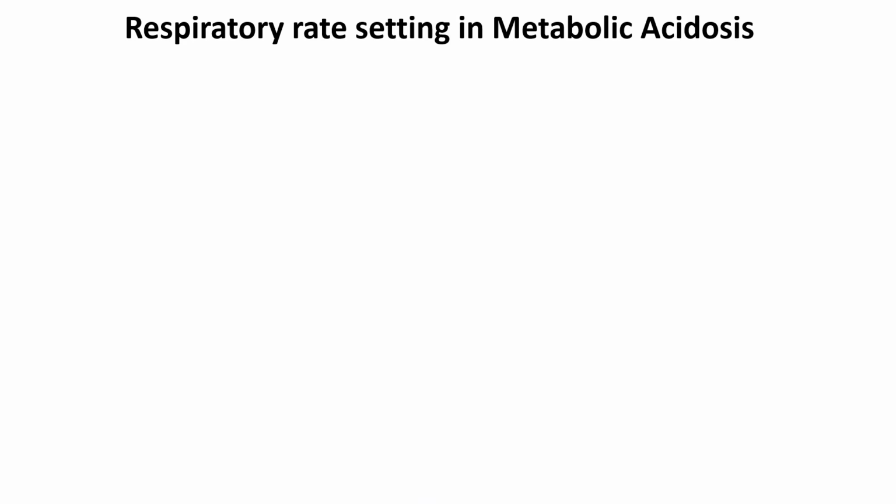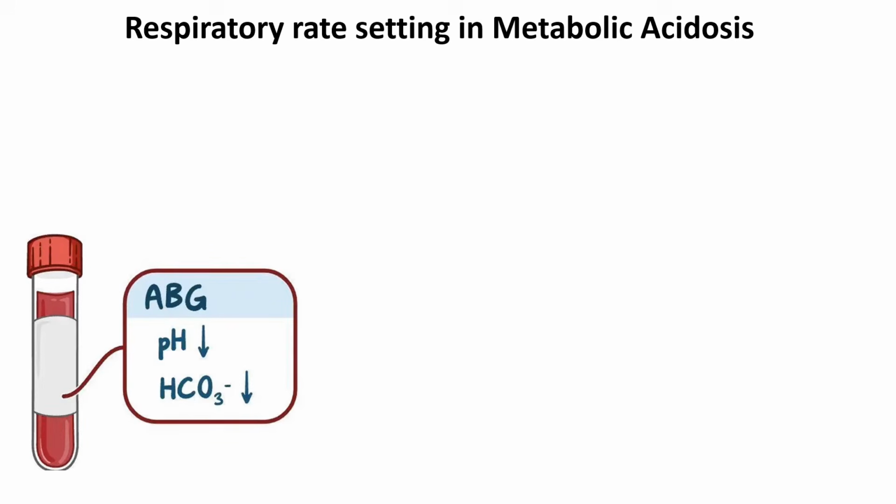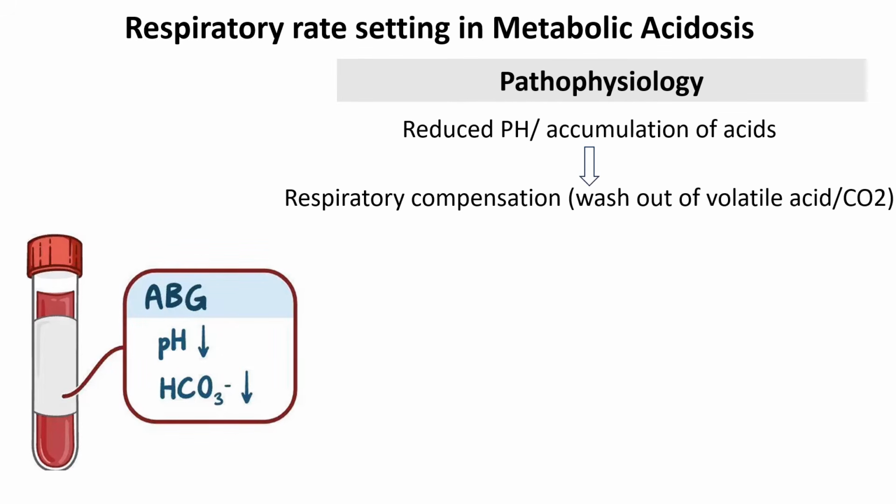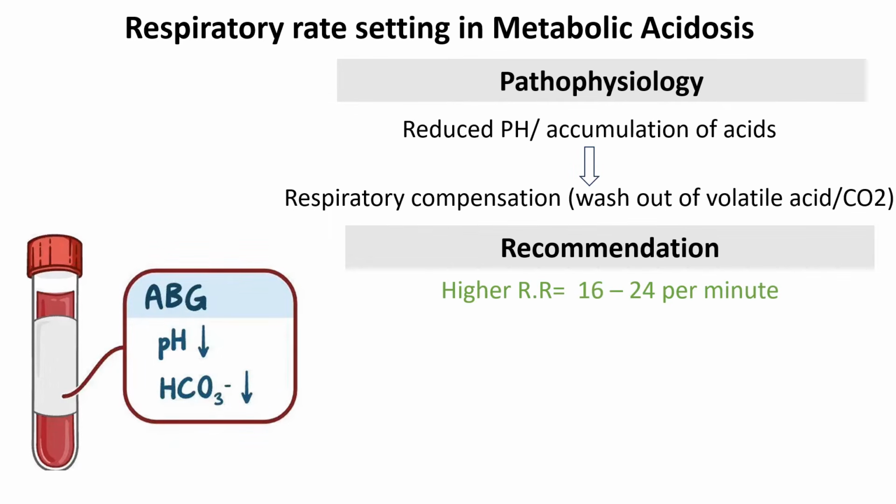In patients with metabolic acidosis, such as those experiencing diabetic ketoacidosis or lactic acidosis, the body's natural response is to increase ventilation to expel carbon dioxide and help normalize blood pH levels. This compensatory mechanism can be supported in mechanically ventilated patients by adjusting the ventilator settings to achieve a higher respiratory rate, typically ranging from 16 to 24 breaths per minute. This increase in respiratory rate enhances carbon dioxide elimination, thereby assisting in correcting the acid-base imbalance.